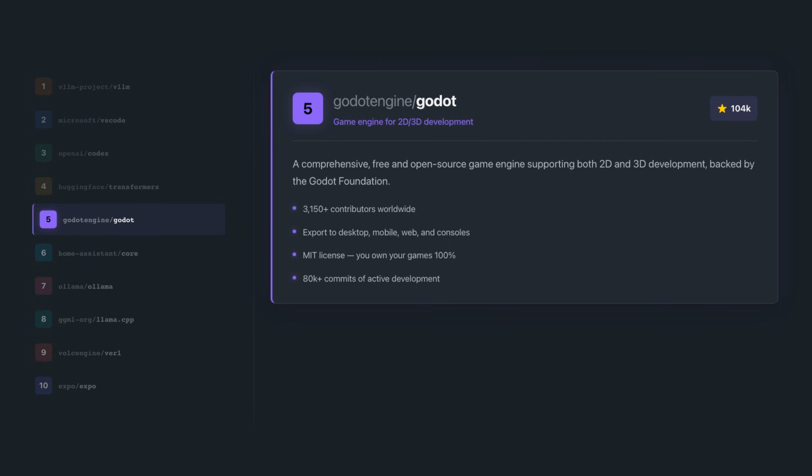The project evolved into a genuinely capable engine for both 2D and 3D development. The Godot Foundation ensures this remains a community-driven project, not a corporate one.